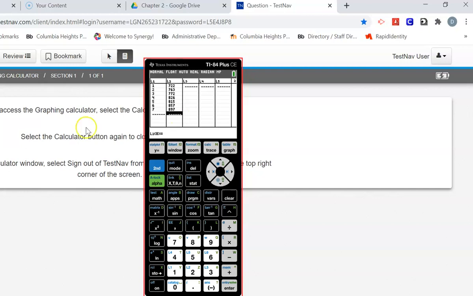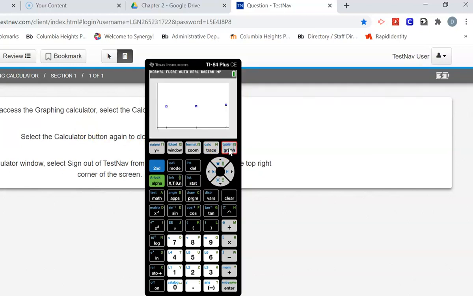So now we're going to hit the graph button. For me, this isn't showing up all that well because the window for my last example doesn't fit as well with the data that I just entered. So again, you want to go to Zoom, and you want to scroll down or hit the number 9 to zoom stat. So there's our scatter plot. That's part 1.